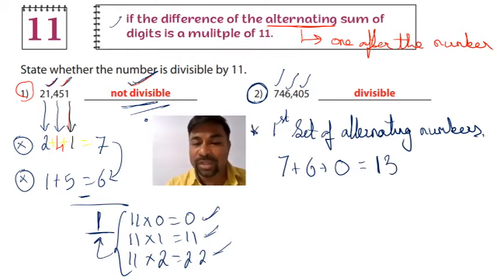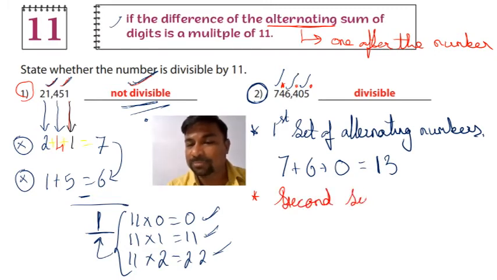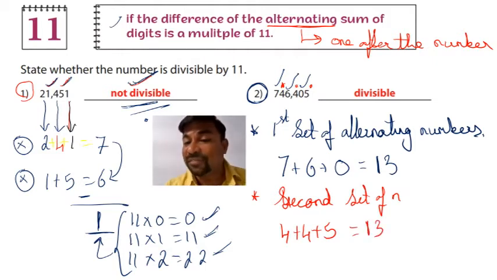Okay, let us go with the reds now. The 4 and the 4 and the 5. That's the second set that I am taking. Second set of numbers: 4 plus 4 plus 5. If you take the total, it's 13. Now let's find the difference. 13 minus 13, what do you get?